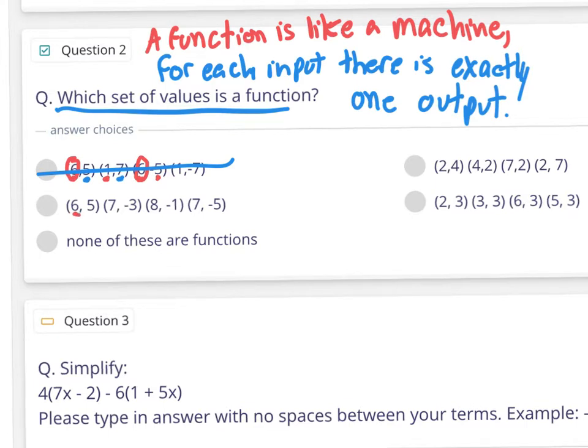So let's take a look at this one. Right here we plugged in a 6, plugged in a 7, plugged in an 8. And then look at this, guys. We plugged in a 7 again. Right here we plugged in a 7. Right here we plugged in a 7. But the first time we got out a negative 3. The second time we got out something totally different. So that machine's broken as well.